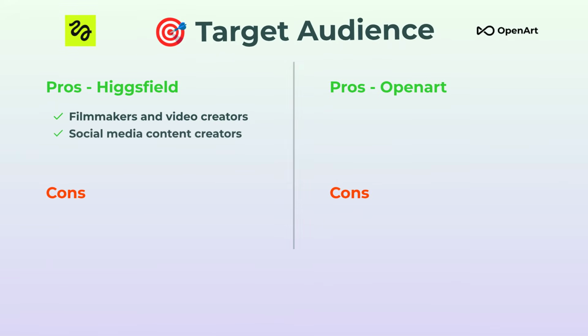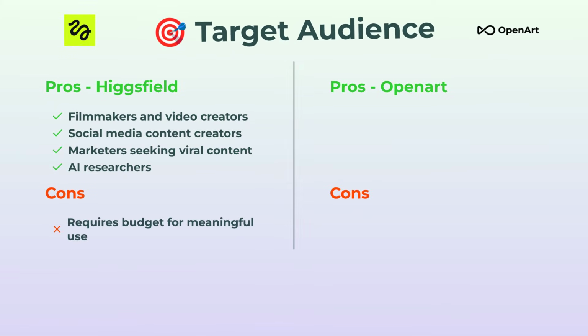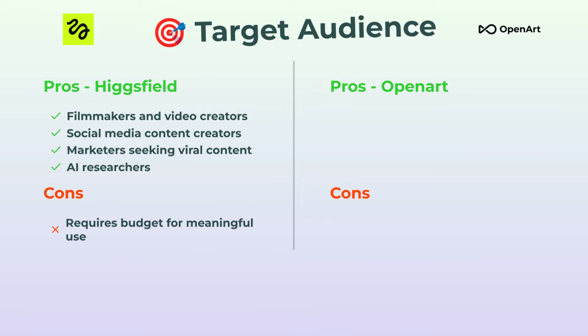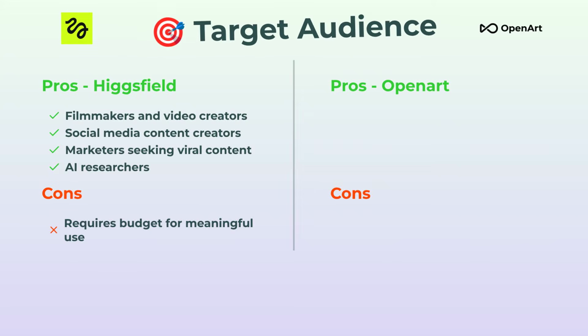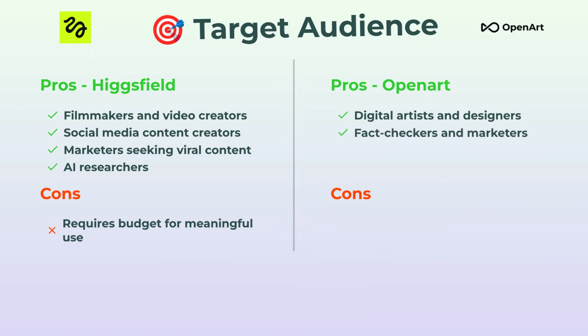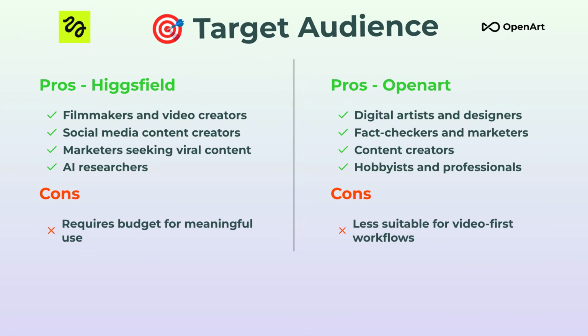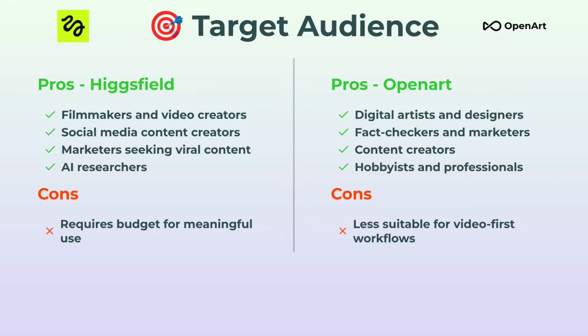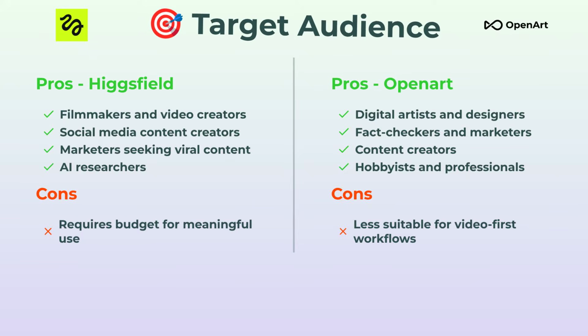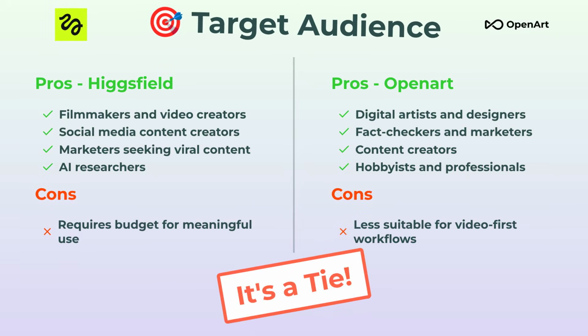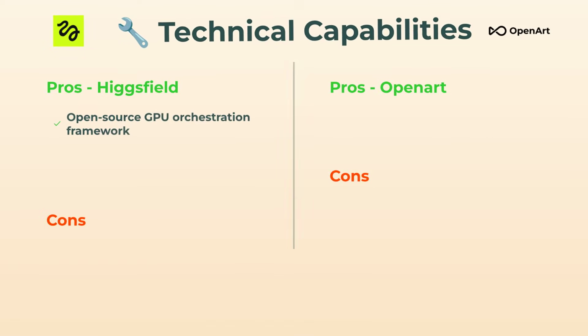Let's talk audience. Who's this stuff for, really? Higgsfield is building for filmmakers, social media creators, marketers who want viral videos, and honestly, some nerdy AI researchers. But real talk, you do need some budget if you want to get anywhere. OpenArt is a bit of a crowd pleaser for digital artists, designers, marketers, content folks, hobbyists, even professionals. But if you're only doing video stuff, it's not ideal. So honestly, it's kind of a tie. Both have their tribe.